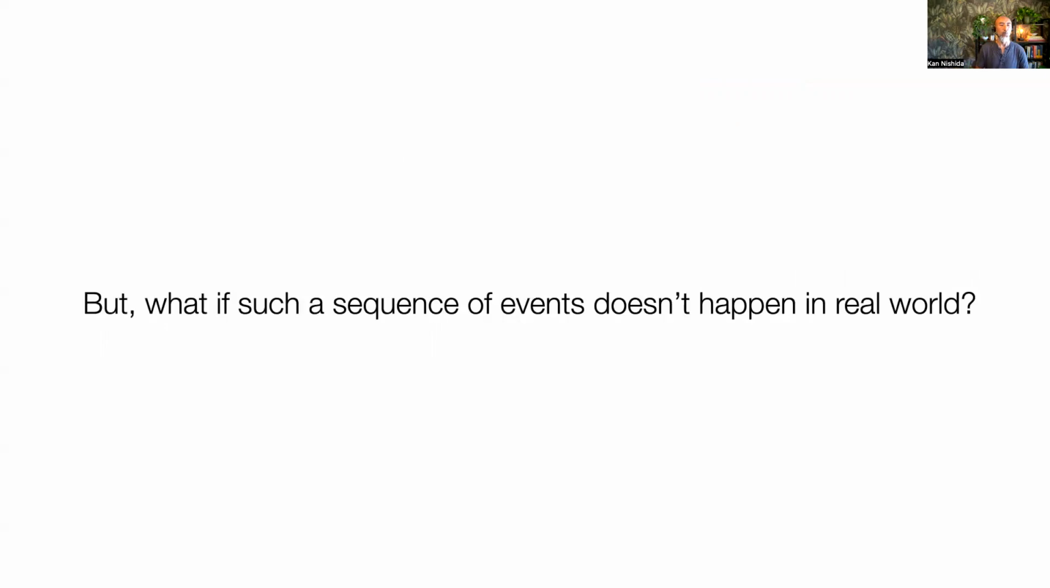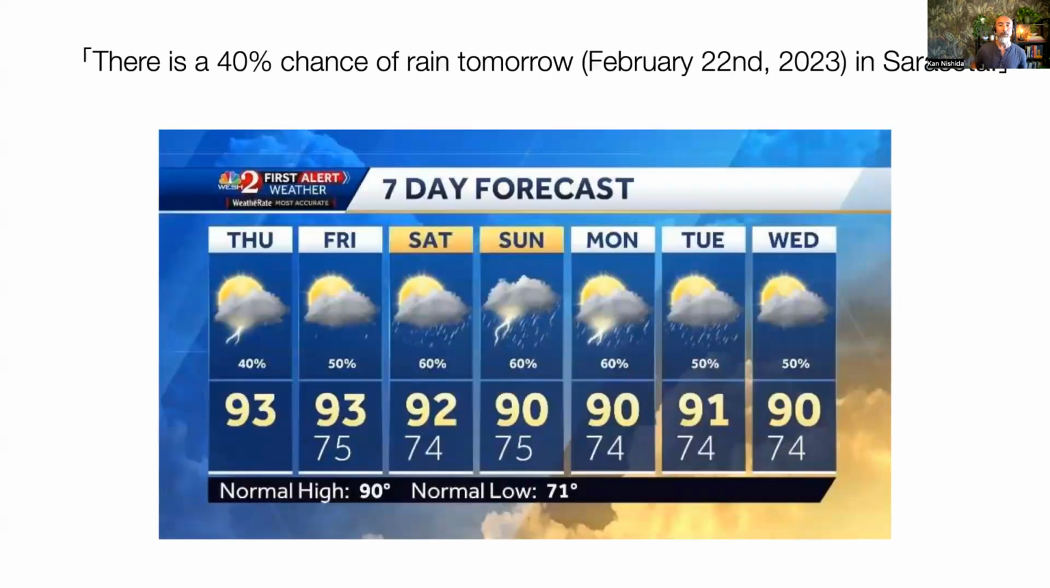However, there's one problem: what if such a sequence of events doesn't happen in the real world? That's a problem because the frequentist view requires that events happen and repeat over and over again. But let's say you look at the weather forecast and it says there's a 40% chance of rain tomorrow, meaning February 22nd, 2023, in Sarasota, Florida, where I live.